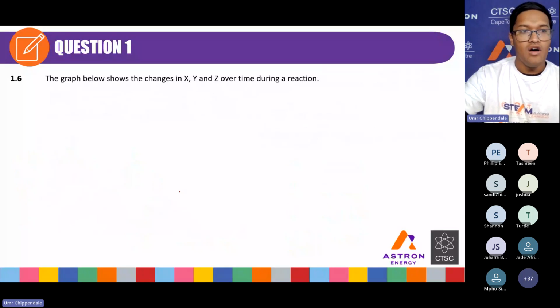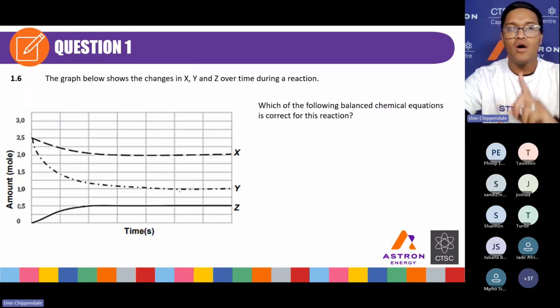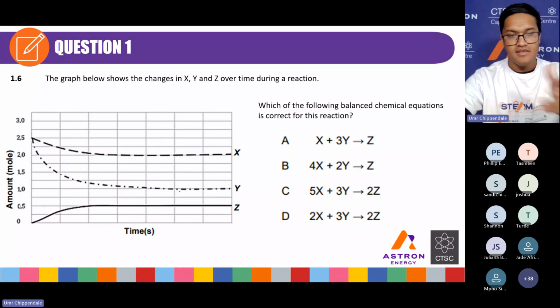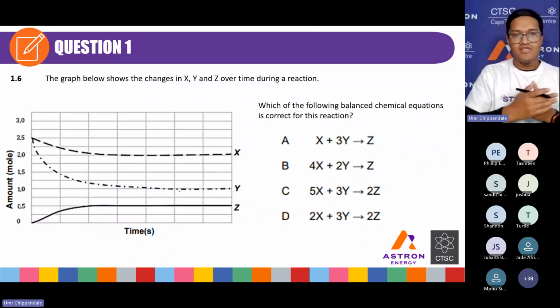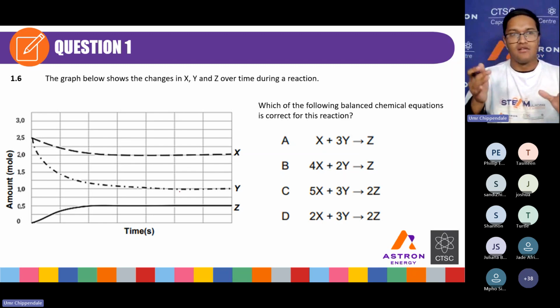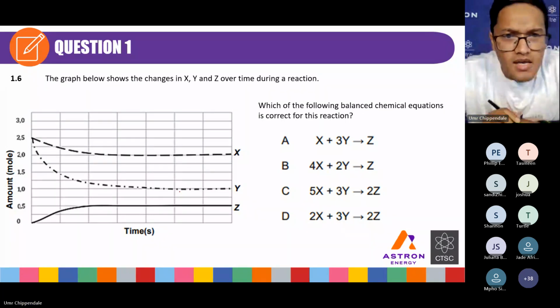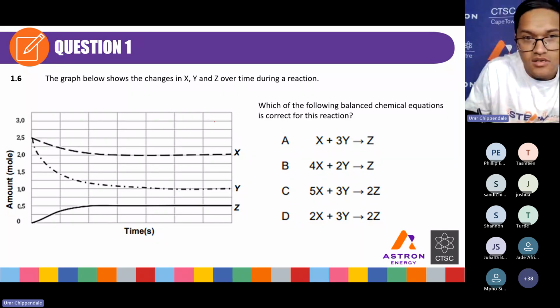1.6. The graph below shows the changes in X, Y, and Z over time during a reaction. And this is given over here. Which of the following balanced chemical equations is correct for this reaction? And then they give these different options. So this is a hypothetical question, or at least a hypothetical equation. As you can see, there's X's, Y's, and Z's. It's not like water and all of those different parts. And at least they're telling us it is balanced. So we know, okay, it's balanced, that's good.